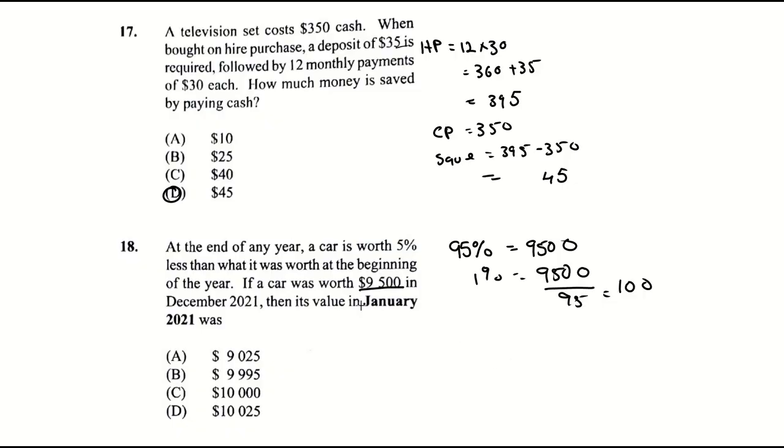We want to know how much it is worth at the beginning. This is 100%. That is 100 multiplied by 100. So the car was worth $10,000 at the beginning of the year. Understand? Let's look at number 19.